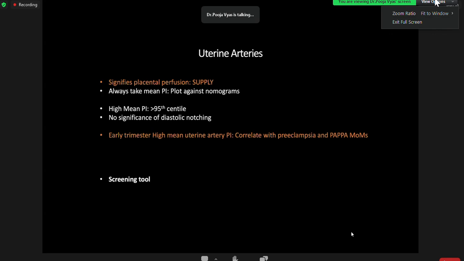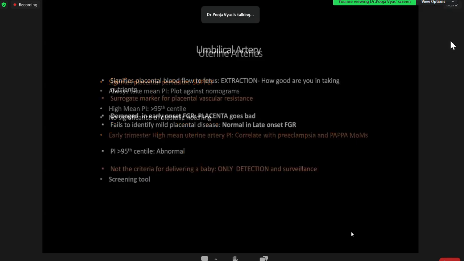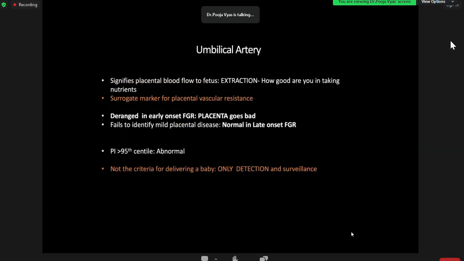Now, uterine arteries, the role is to look for placental perfusion, and we take a mean PI. If the early trimester is showing a high mean PI, then we have to correlate with preeclampsia and PAPP-A MoMs.